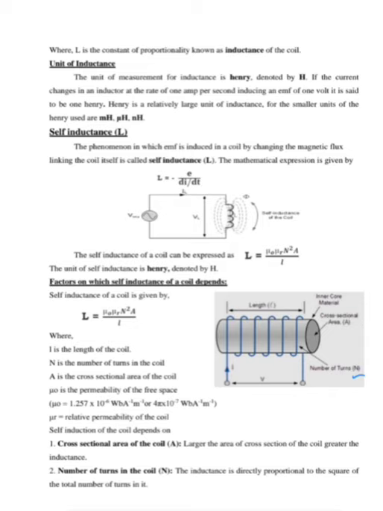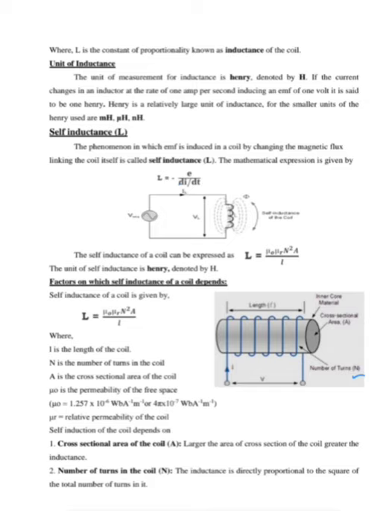So now let us see what is called self-inductance. I already told you that whenever a coil is connected to an external voltage source, a magnetic field will be created. These dashed lines itself is a magnetic field. So the phenomenon in which EMF is induced in a coil by changing the magnetic flux linking the coil itself is called self-inductance, and that is denoted by the letter L.